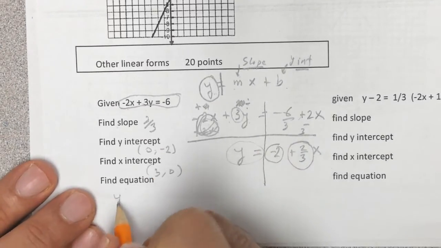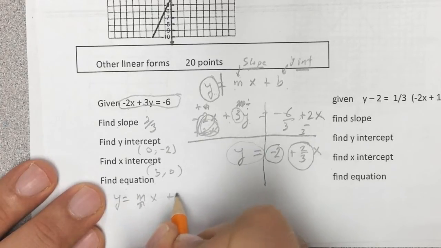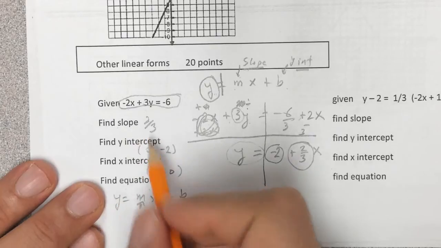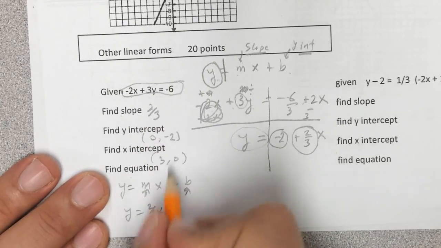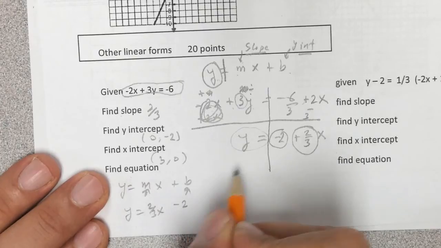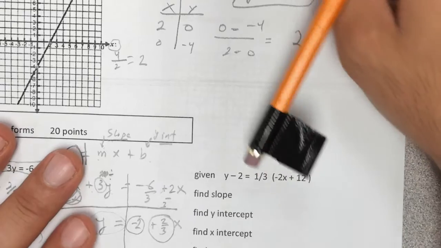To find the equation, all we need is the slope and the y-intercept. Good thing we have the slope and we have the y-intercept. By the way, look. Same thing. Let's try it again. I'm going to take a look at this one.